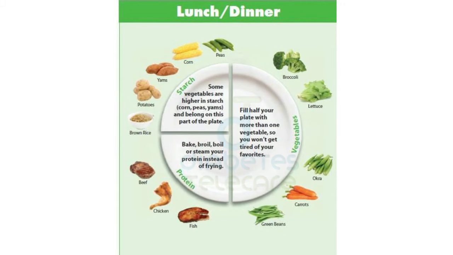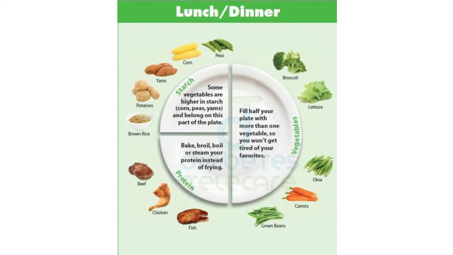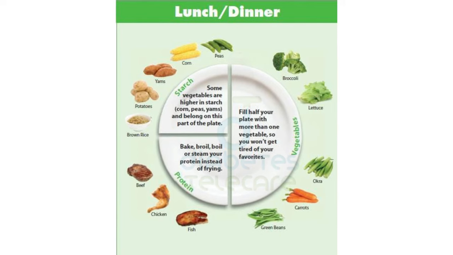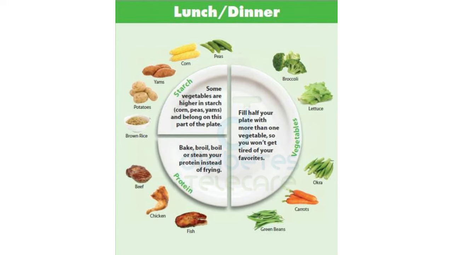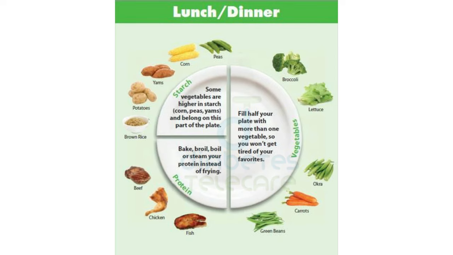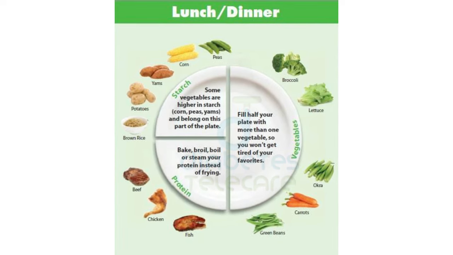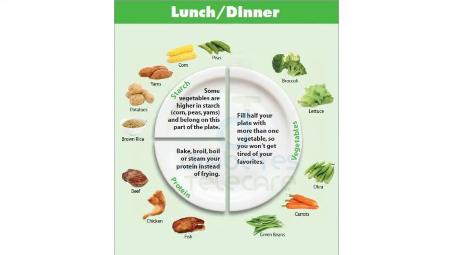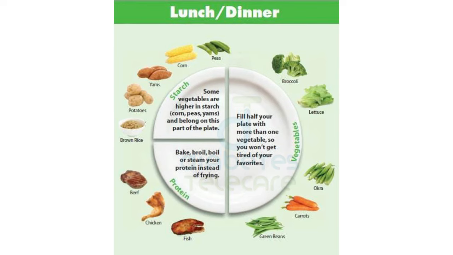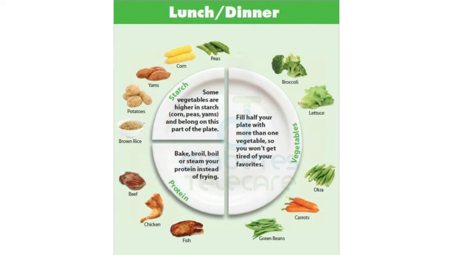Some vegetables are higher in starch, like corn, peas and yams, and belong on this part of the plate. Bake, broil, boil or steam your protein instead of frying. Fill half your plate with more than 1 vegetable, so you won't get tired of your favorites.